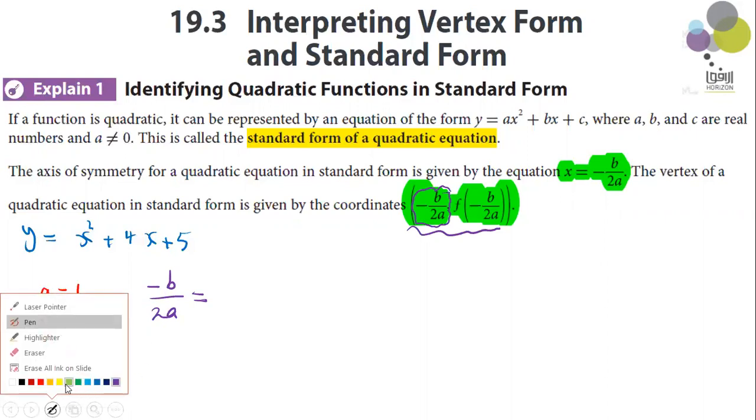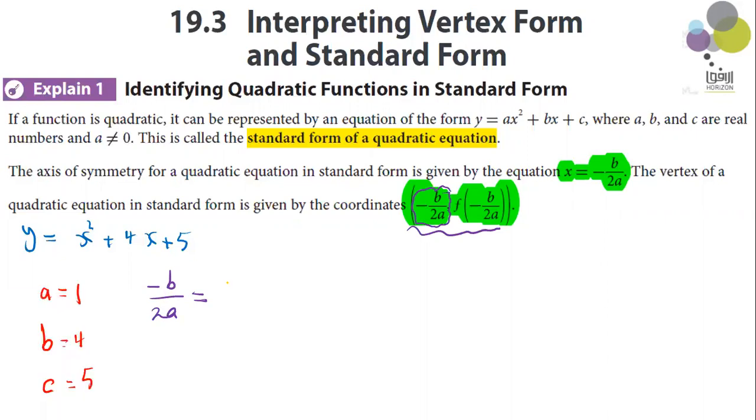Let's do it. We have here minus 4 over 2 multiplied by 1. So minus 4 over 2 will be minus 2. This is the first coordinate of the vertex.